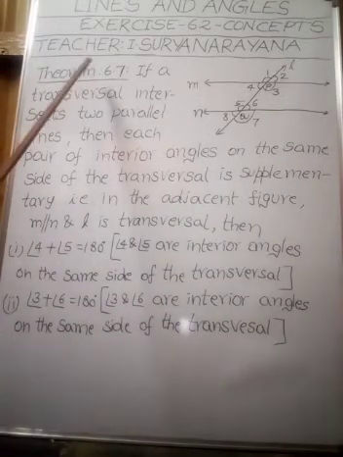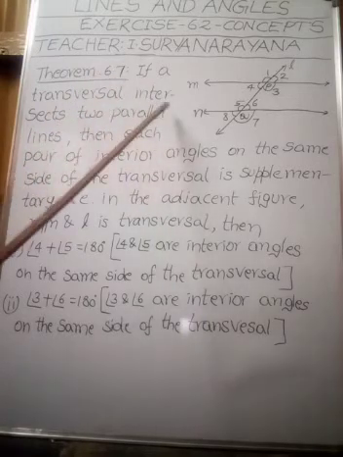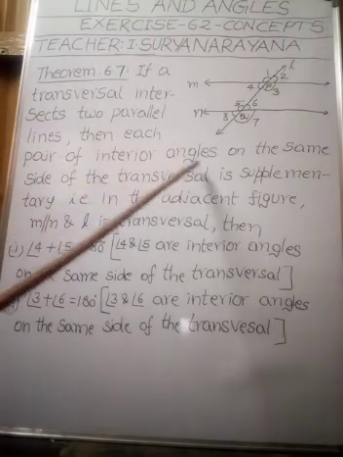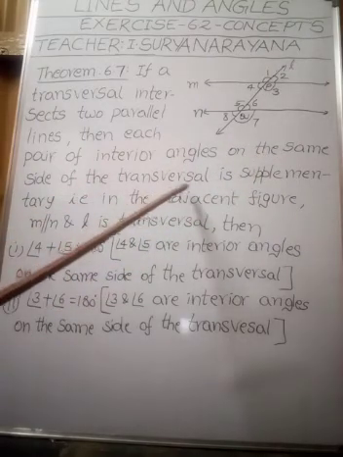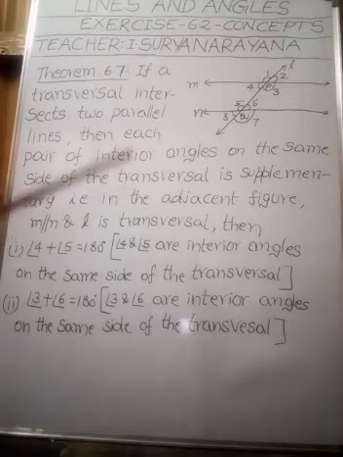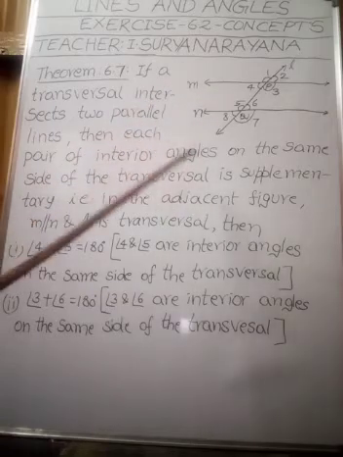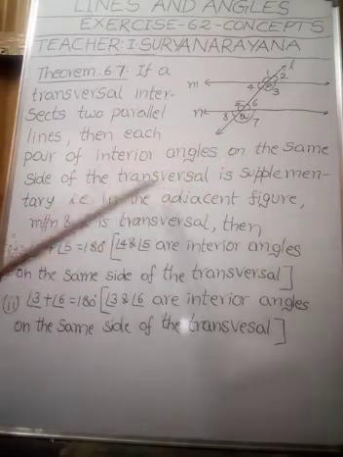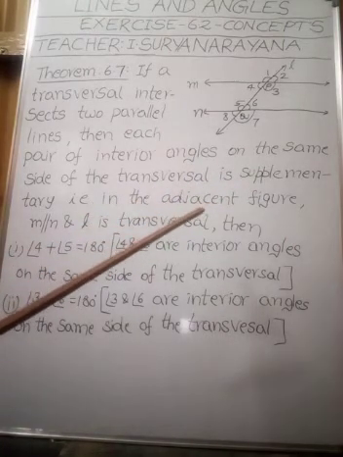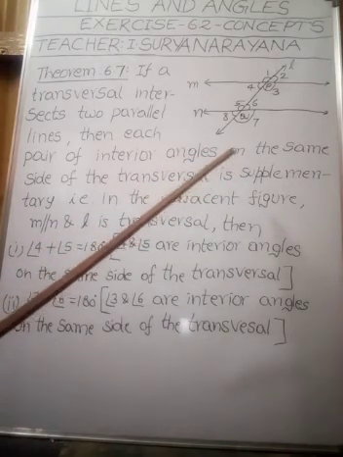Now come to the next theorem 6.7. Theorem number 6.7. If a transversal intersects two parallel lines, then each pair of interior angles on the same side of the transversal is supplementary. Okay, my children, understood? If two lines are parallel lines, then interior angles on the same side of the transversal are supplementary. Means the sum of the interior angles on the same side of the transversal is equal to 180 degrees.